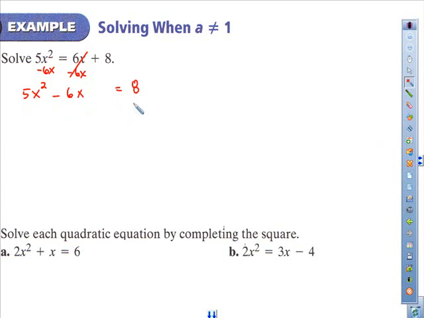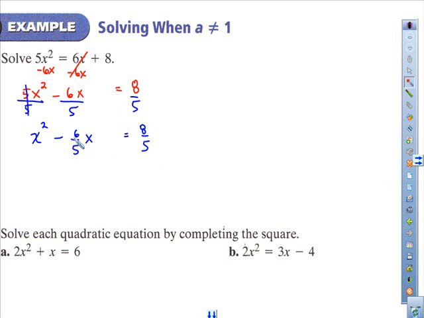Now we can't complete the square yet. Alright, you have to be careful because this is not positive 1. If it's not positive 1, alright, you have to make it positive 1. So what can we do to make it positive 1? What we're going to do is we're going to divide by whatever this number is. So divide everything by 5. So that'll divide out. We'll end up with x squared minus 6 over 5x is equal to 8 over 5. Now we can complete the square.